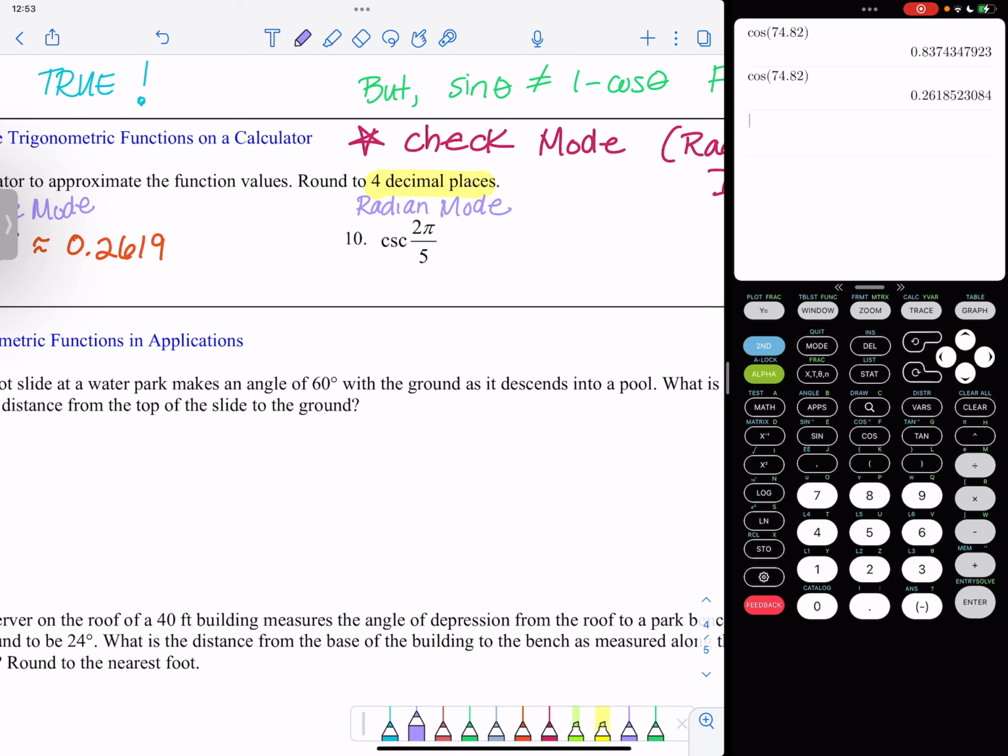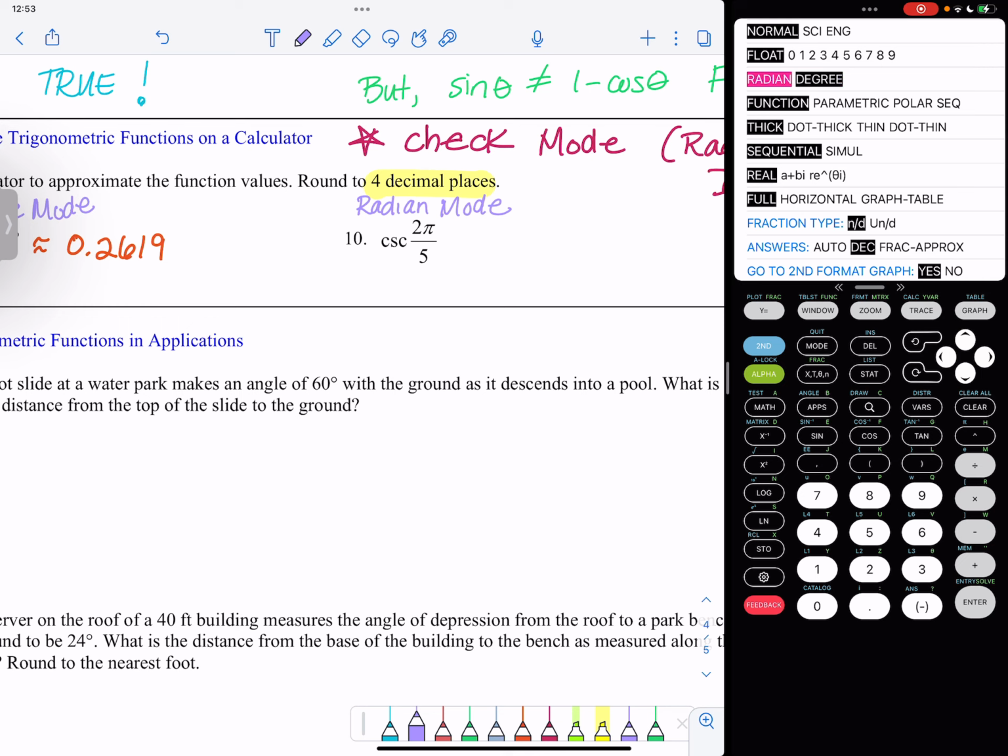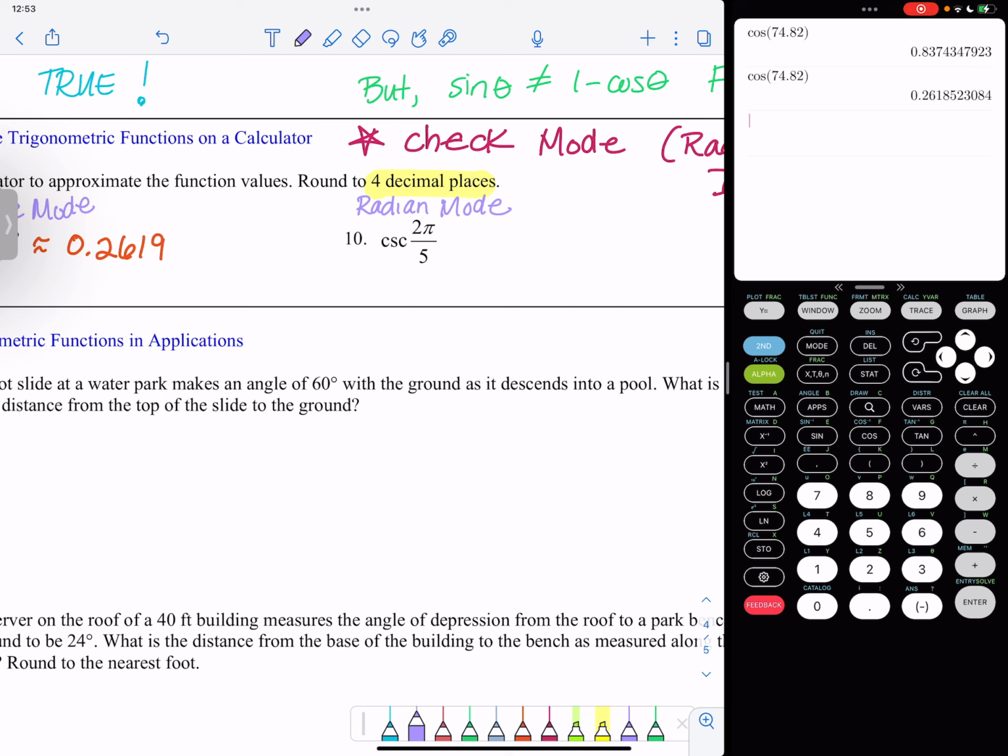So we're going to go back to mode. And now we're going to go to radian and press enter this time. Second, quit. And we will type in. Now we don't have a cosecant button. But what do we know about the cosecant?